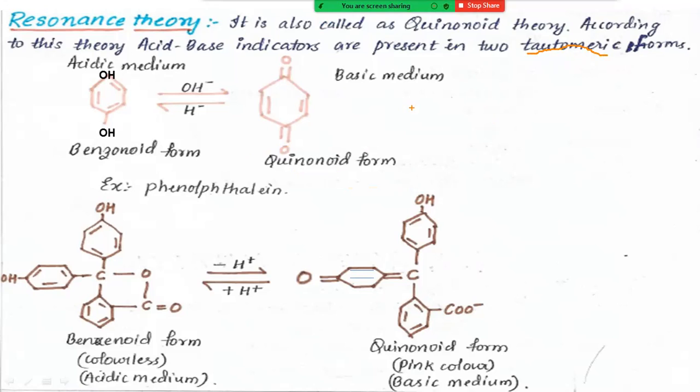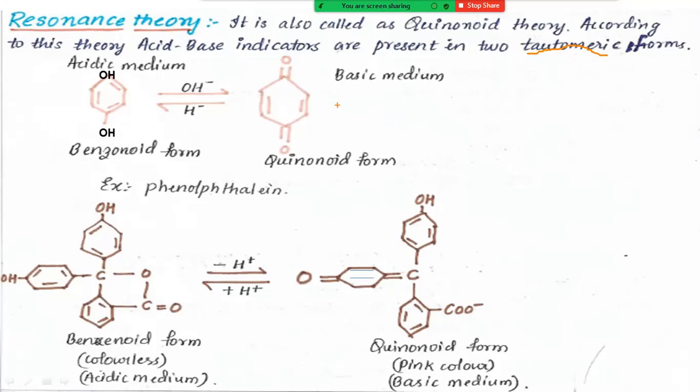What is this tautomerism? Tautomerism explains proton transfer. When a proton is transferred within the compound from one position to another position, a change of double bond occurs.